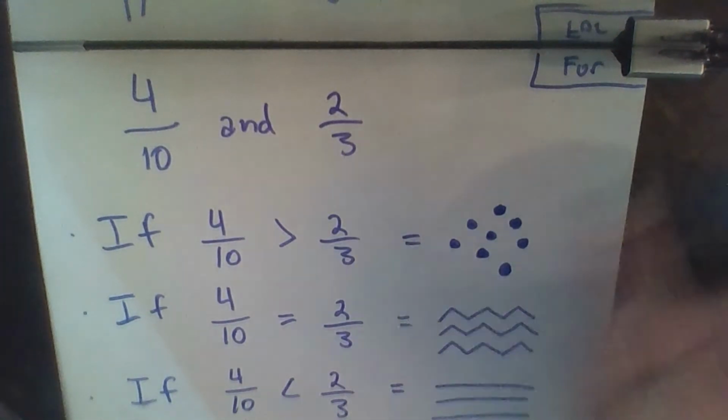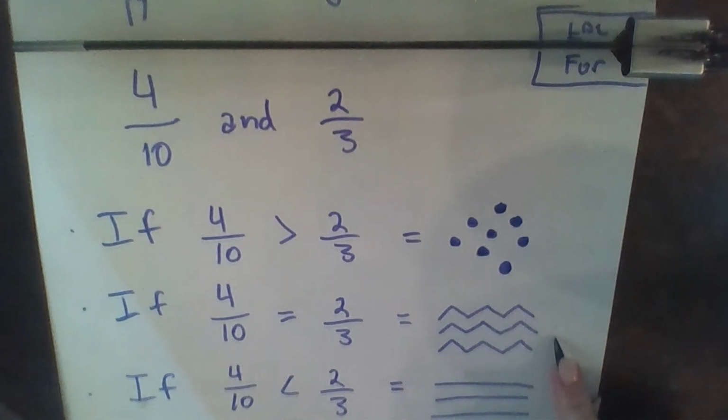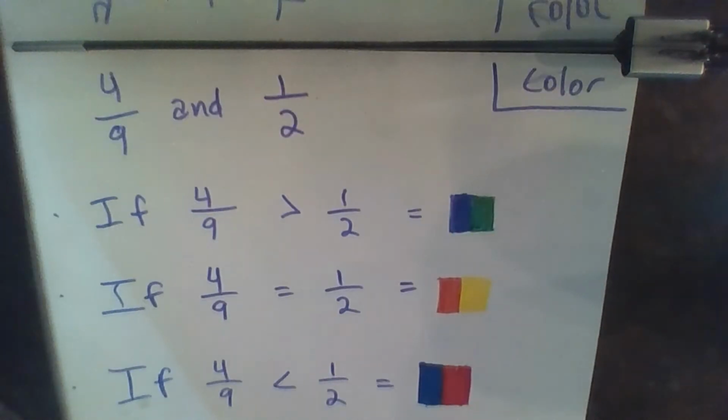The fractions that we have are 4/10 and 2/3. If you think that 4/10 is greater than 2/3, then give your monster polka dot fur. If you think that 4/10 is equal to 2/3, then give your monster zigzag stripes on its fur. And lastly, if you think that 4/10 is less than 2/3, then give your monster regular stripes on its fur. Lastly, let's give our monster some color.